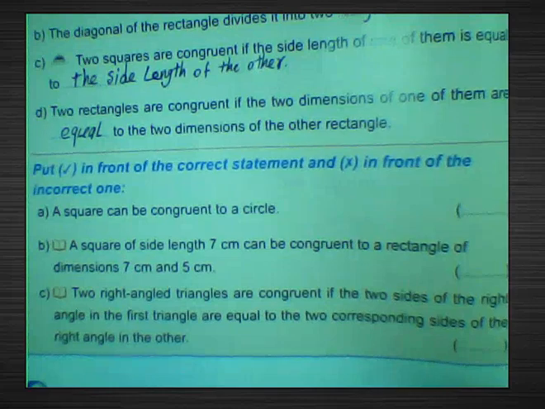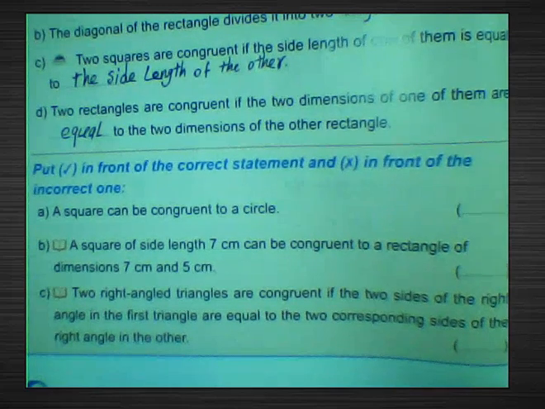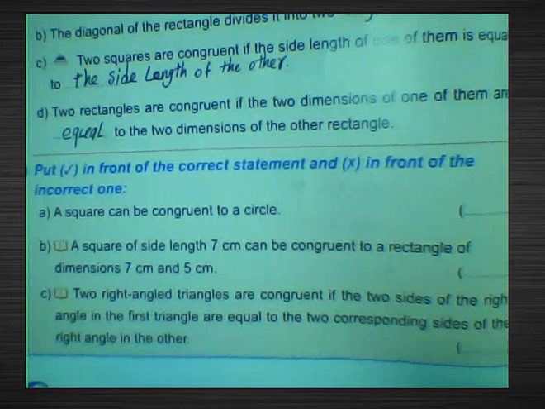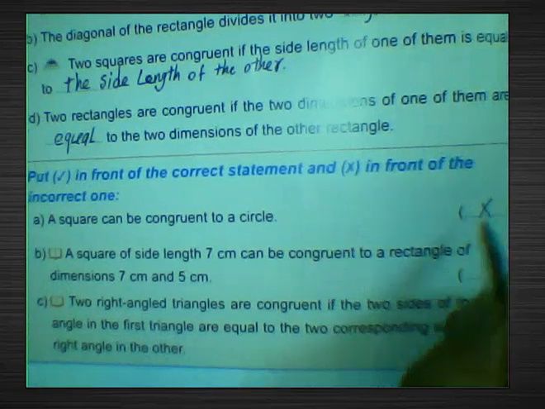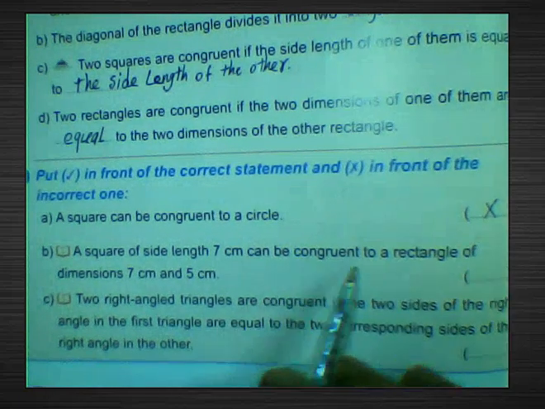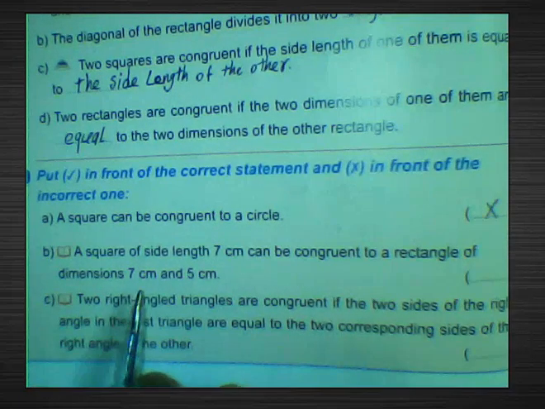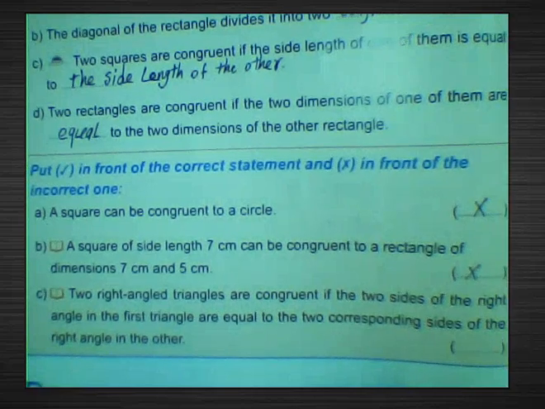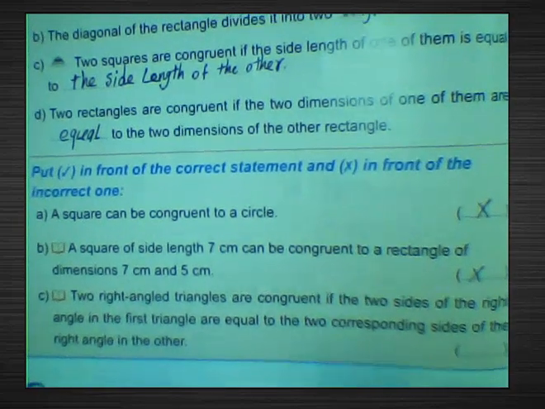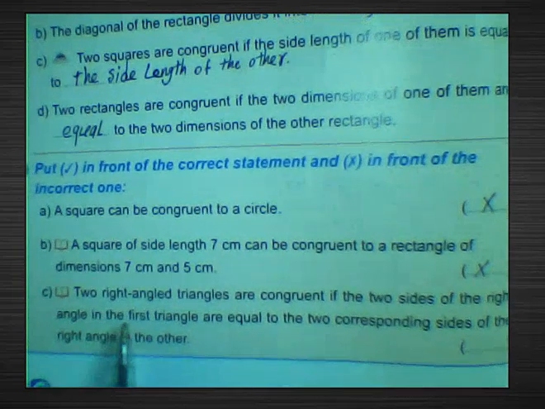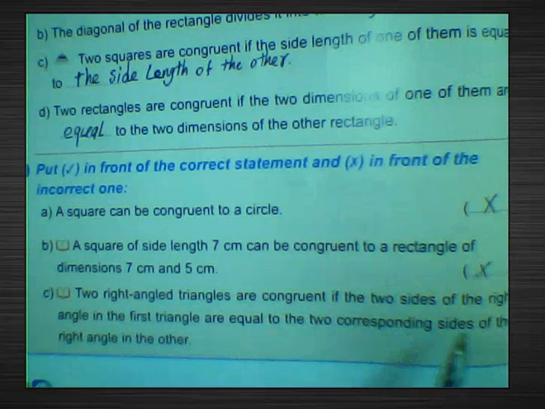Another question. Put true or false. Put true in front of the correct statement and X in front of the incorrect one. Letter A. A square can be congruent to a circle. No, it's wrong. It's false. Letter B. A square of side length 7 cm can be congruent to a rectangle of dimensions 7 cm and 5 cm. No, it's wrong. Put X here. Letter C. Two right angle triangles are congruent if the two sides of the right angle in the first triangle are equal to the two corresponding sides of the right angle in the other.